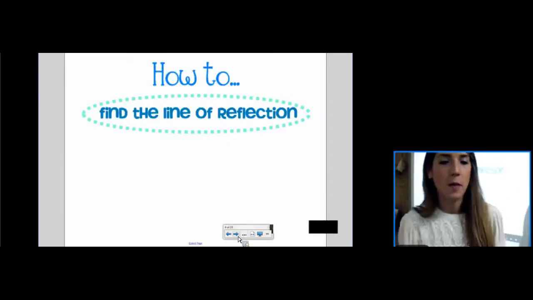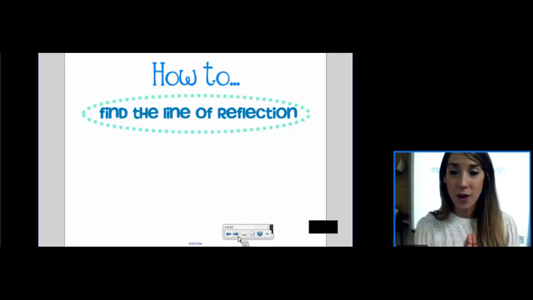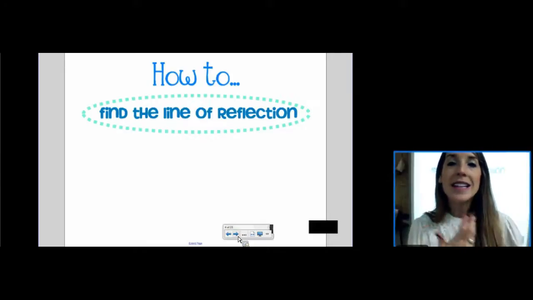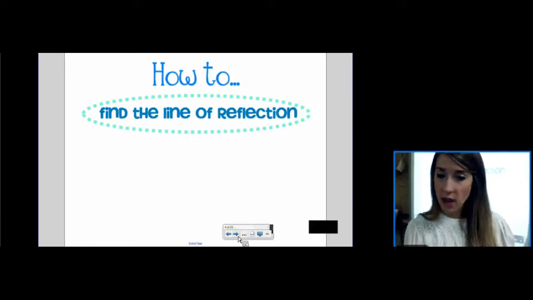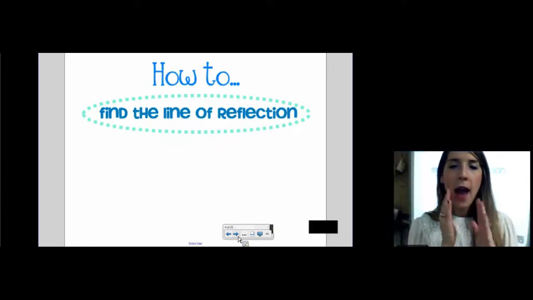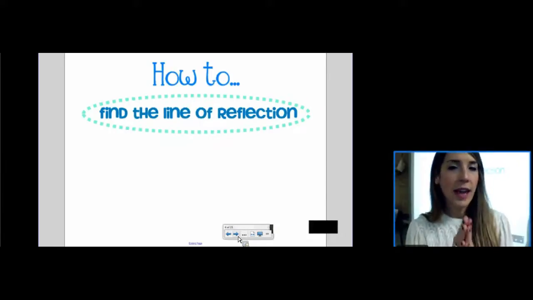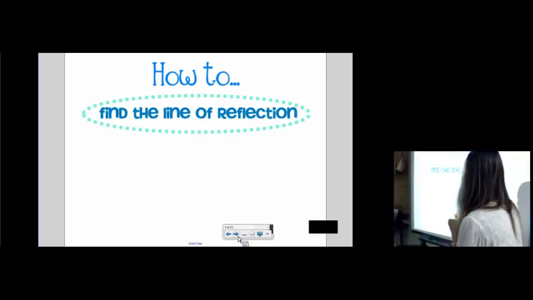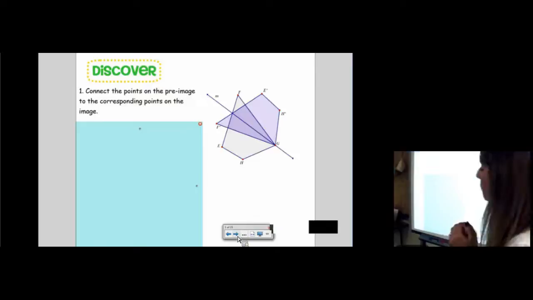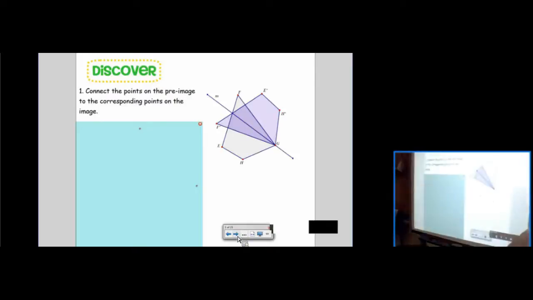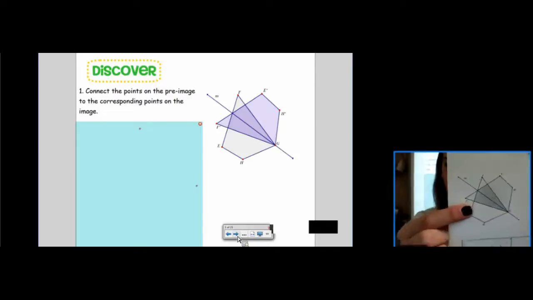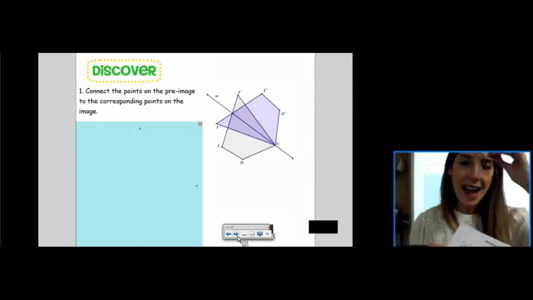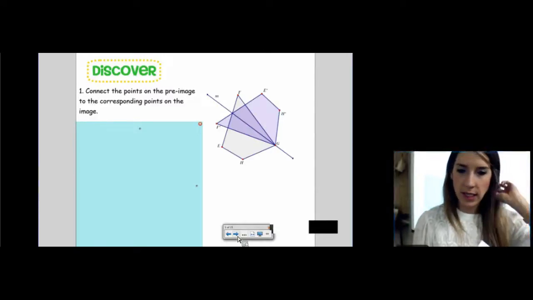In our first example, the line of reflection is already drawn for us. We are going to rediscover what we discovered yesterday on the laptops about how the line of reflection is related to the segments we draw when we connect the vertices of our pre-image and our image. Go to that first shape. The only thing you need so far is a ruler. I want you to connect the corresponding vertices.